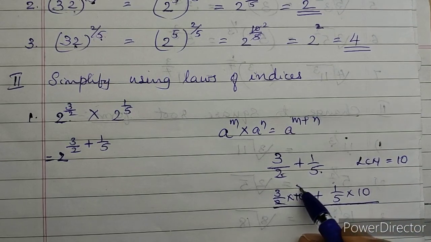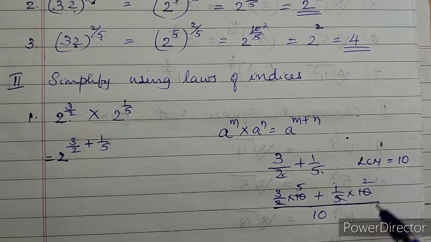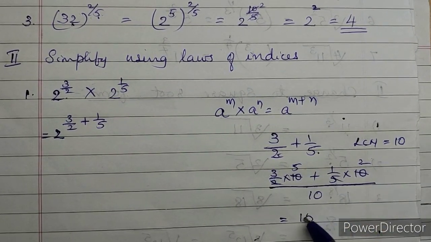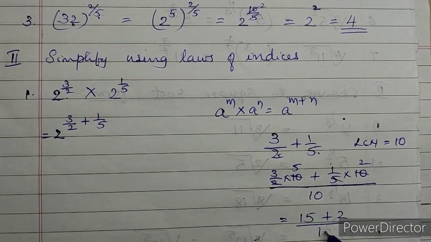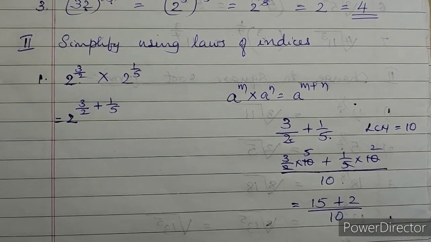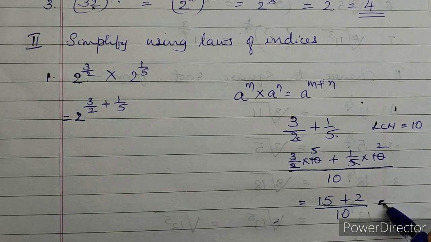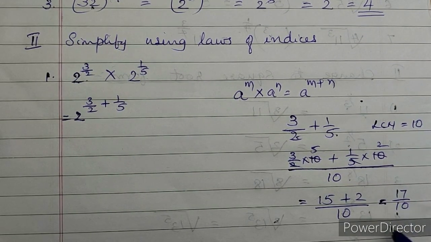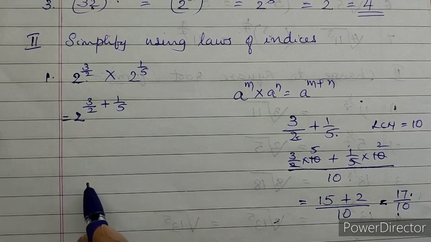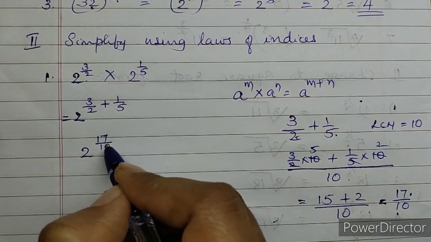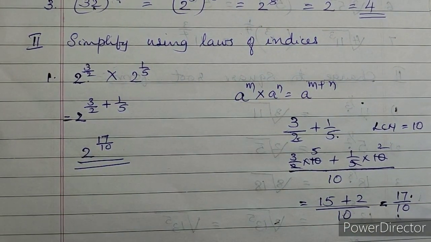2 and 10 you can cancel, 5 and 10 you can cancel 2. So which is equal to 5 3s are 15 plus 2 by 10. This calculation you have all learned in 7th standard. So which is equal to 17 by 10. You can't cancel and simplify this one, so leave it like that only. So here you can write 2 to the power of 17 by 10. So that is the final answer.